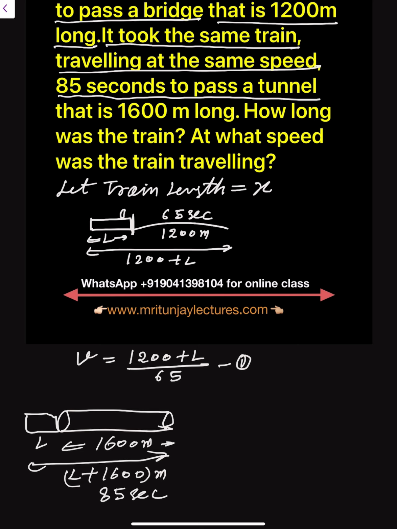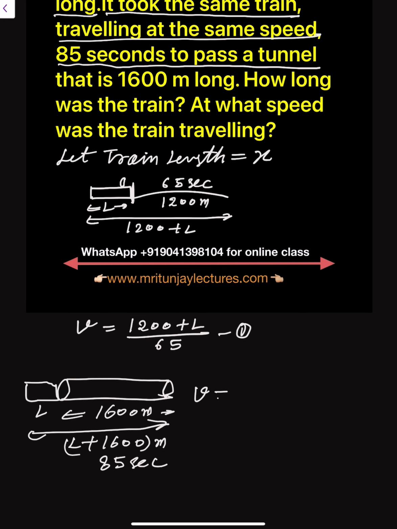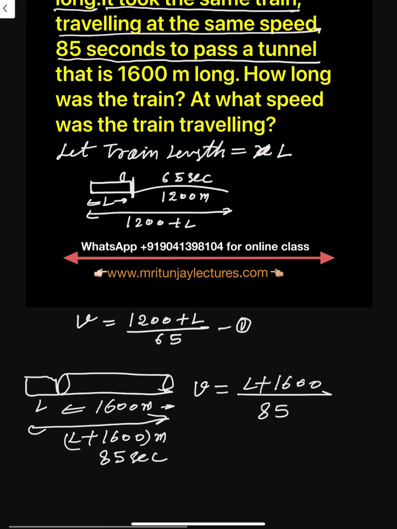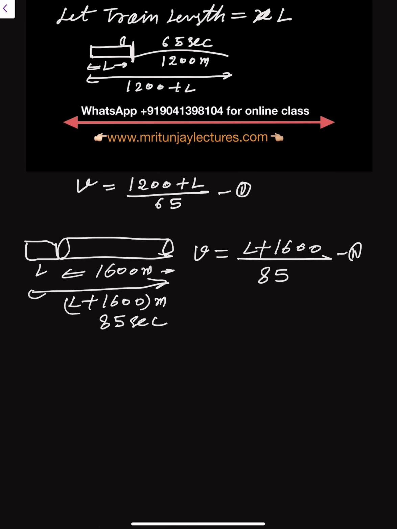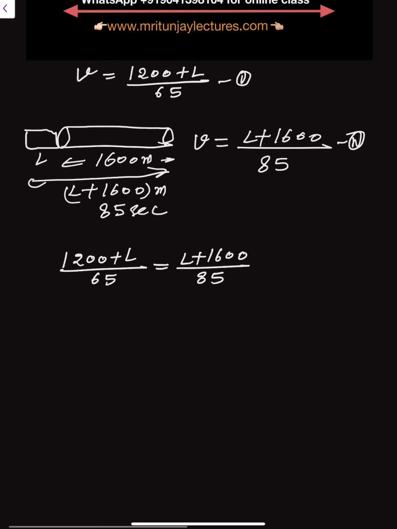It needs 85 seconds. So first of all, what about speed? Speed is written as L plus 1600 divided by 85 seconds. Clear? So that unknown is capital L. So now both have the same speed, so you can say that 1200 plus capital L divided by 65 is equal to L plus 1600 divided by 85. Our target is to determine capital L and after that the speed.